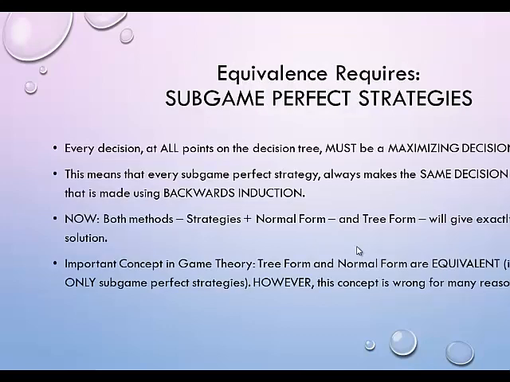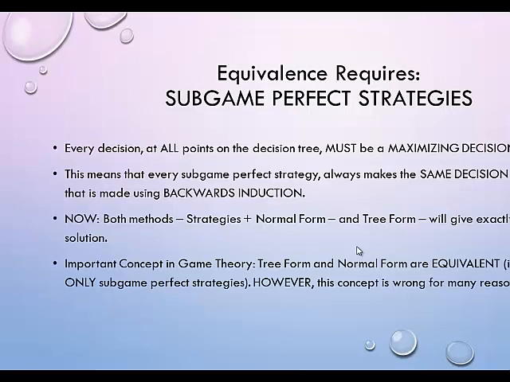So once we impose the condition that we will only consider subgame perfect strategies, then the equivalence between the normal form and the tree form is restored. Now we get the same results. Why? Because the subgame perfect strategy always plays at every branch the best possible move. It cannot play a different move, because otherwise it would become subgame imperfect. So as long as the strategy is subgame perfect, the normal form of the game and the tree form of the game give exactly the same result.